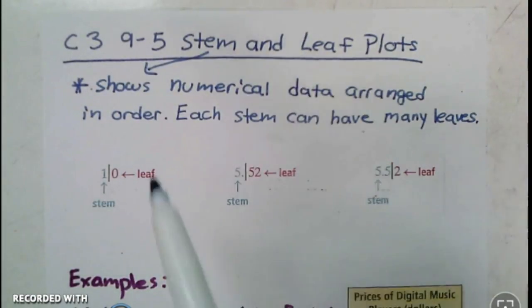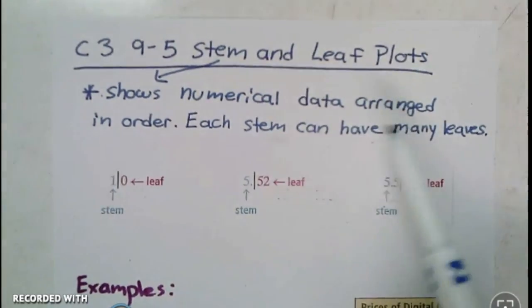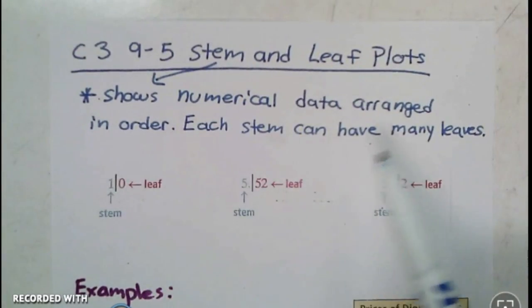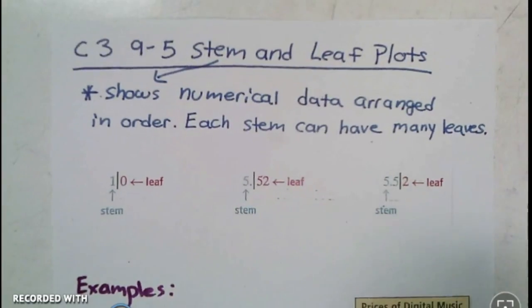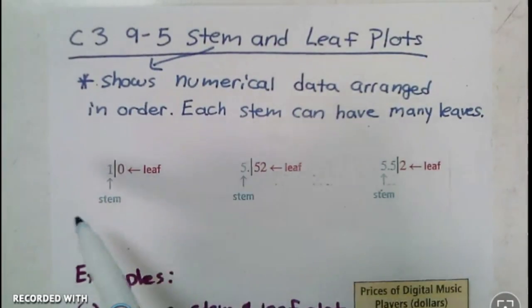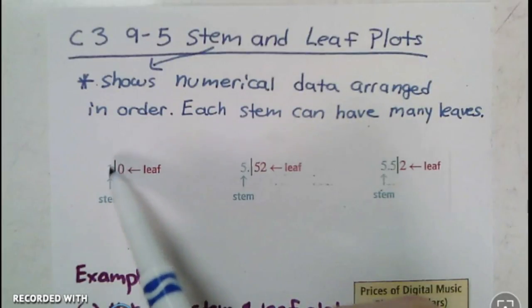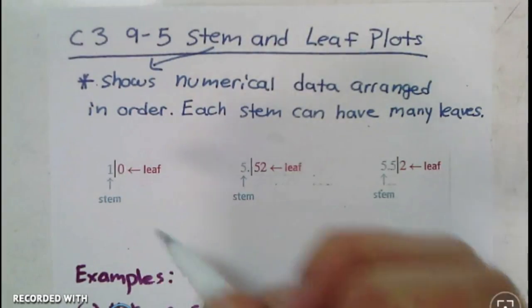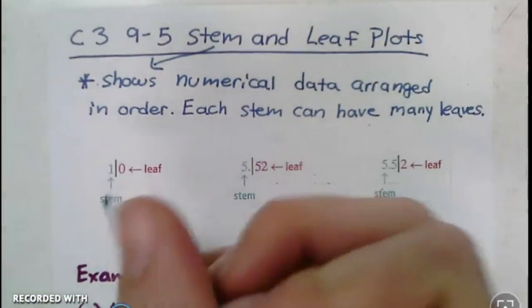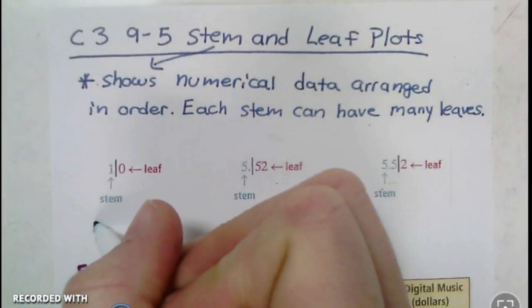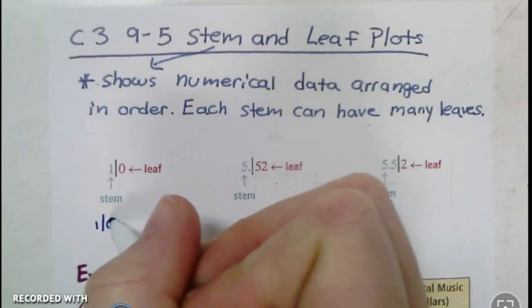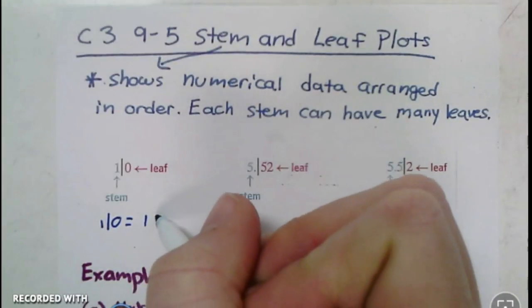A stem and leaf plot shows the numerical data arranged in order. Each stem can have many leaves. So here we have an example. The stem in this is the 1, and the leaf is this 0. And there will always be a key when there's a stem and leaf plot. So for this one, the key might say 1 line 0 equals 10.